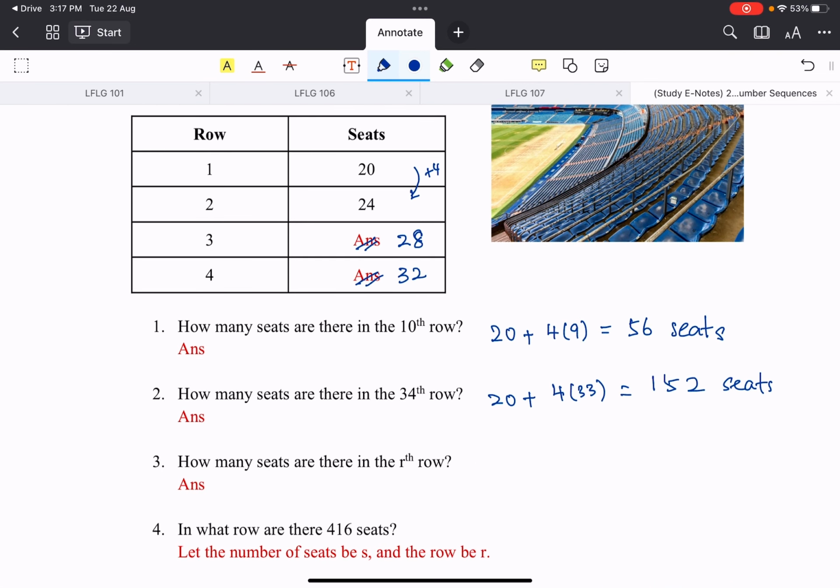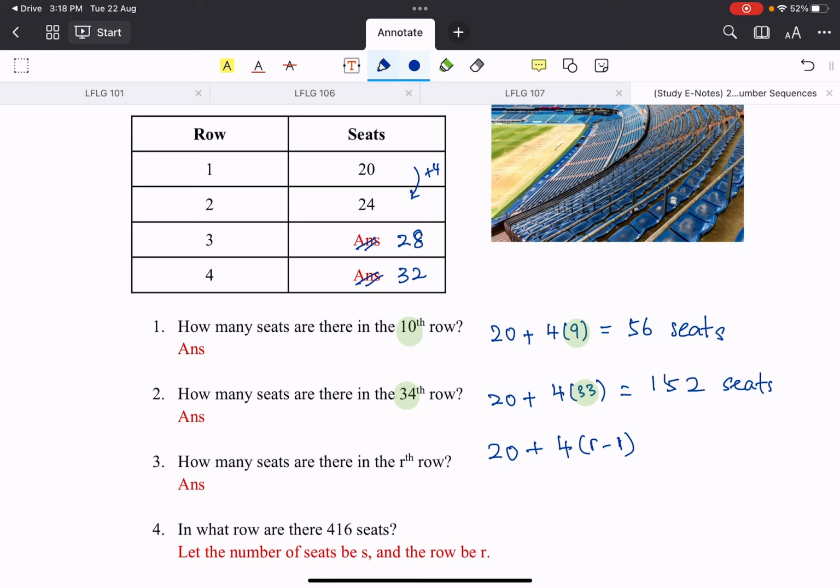So what happened in the R-th row? What we notice is, very quickly, let me highlight this. Down here, I multiply by 9. Down here, I multiply by 33. You notice that 9 is 1 less than 10. Over here, 33 is 1 less than 34. So if you're observant enough, you will know that to get the number of seats, I will take 20 plus 4 times R minus 1. This is how we can calculate.